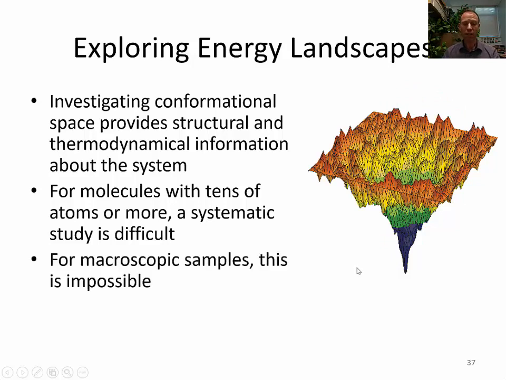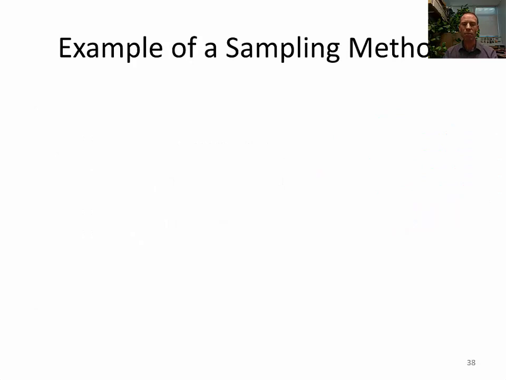So when you get to macroscopic samples, even things like proteins, then you need to use sampling methods in order to explore bits of the energy landscape, but in the right bits and enough bits to make sure that any calculations or predictions you do are correct, or at least sufficiently accurate. An example of a sampling method is calculating pi. It's not related to biomolecules, but it's a useful thing to discuss.